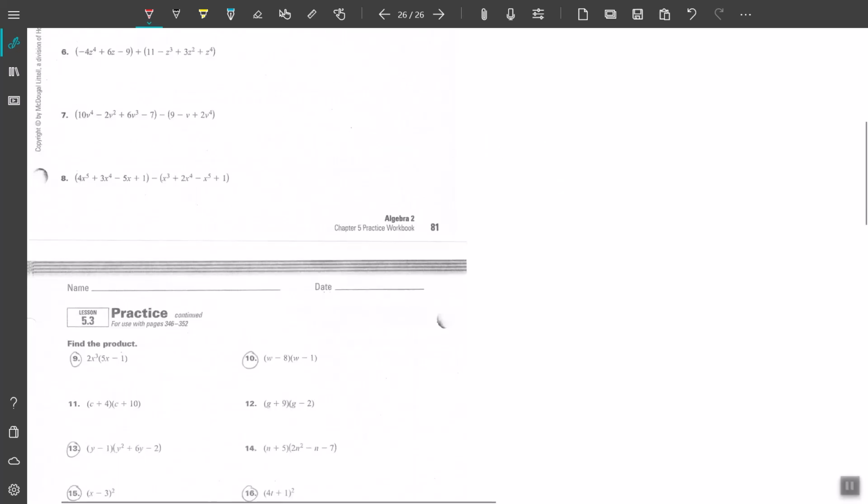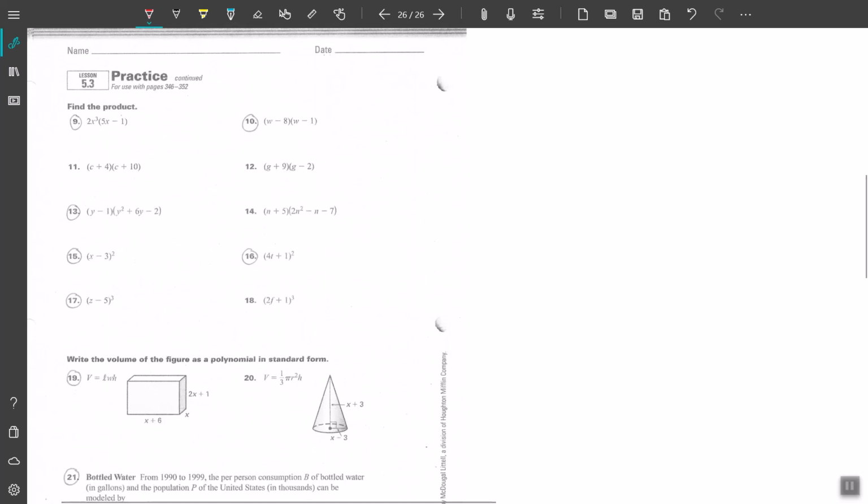Now moving down to some multiplication, they ask us to multiply to find the product in 9 and 10. The concept here is going to be the same as you've been used to. When we have a monomial being multiplied by a binomial, then we just distribute.